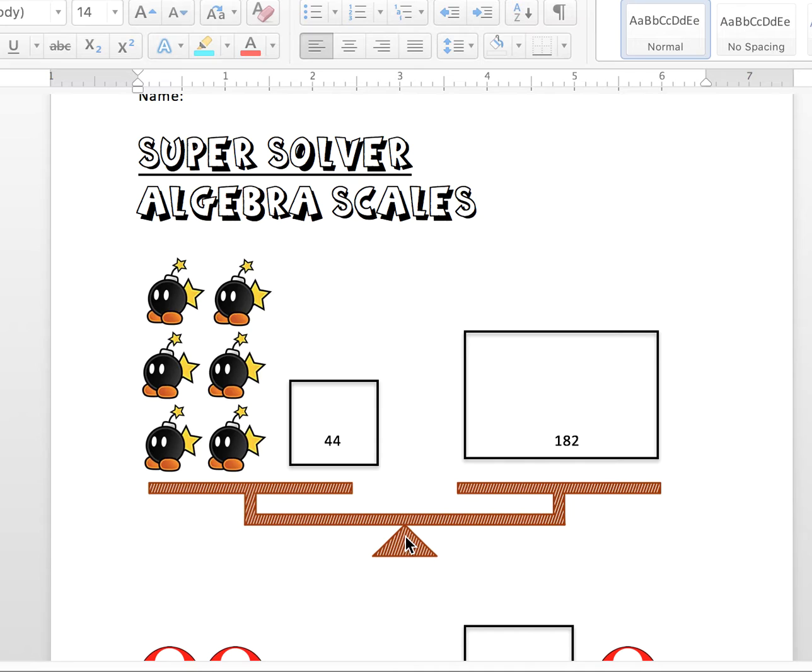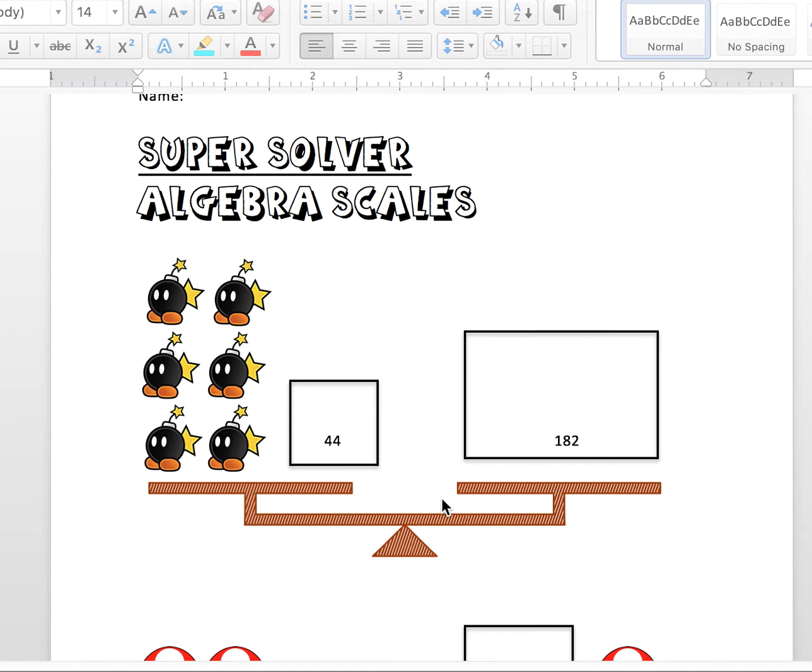So the two pieces are equal to one another. What's on the left side of the equal sign has the same value as what's on the right side. Just like when a scale is balanced, what's on the left side of the scale has the same weight as what's on the right side of the scale.